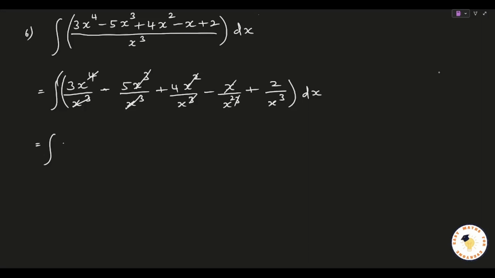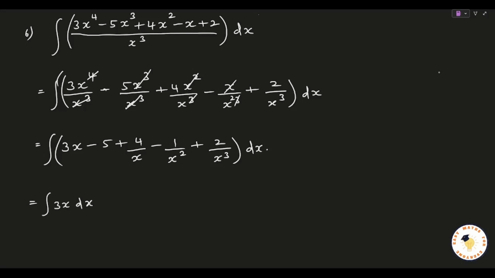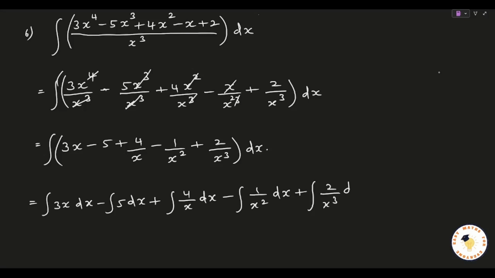So writing the simplified version, we have integral of 3x minus 5 plus 4 divided by x minus 1 by x square plus 2 by x cube into dx. Now we can split this into individual integrals. Integral 3x dx minus integral 5 dx plus integral 4 by x dx minus integral 1 by x square dx plus integral 2 by x cube dx.